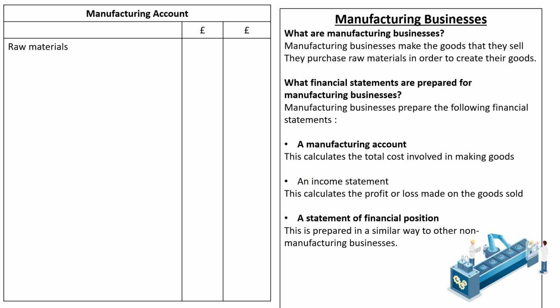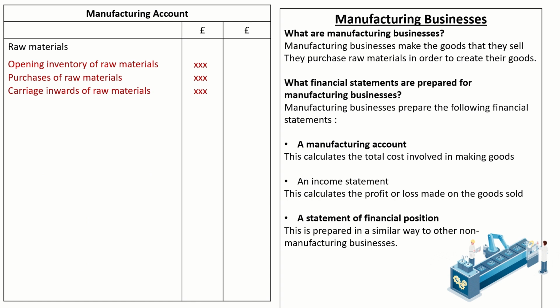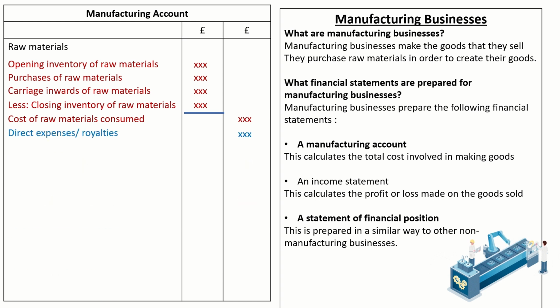Now let's see how to format a manufacturing account. The first section is the direct materials consumed, which includes opening inventory of raw materials, add purchases of raw materials, add carriage inwards of raw materials. This is the transport cost in order to bring your raw materials to your factory, less closing inventory of raw materials. Now you get the total of the cost of raw materials consumed. You add up direct expenses or royalties and direct wages in order to find the prime cost.